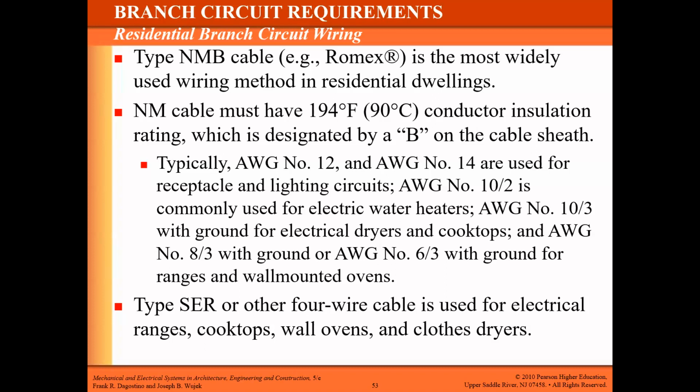So NM cable must have 194 degrees Fahrenheit insulation rating, and that's designated by a B on the cable sheath. As mentioned previously, number 12 or 14 wire are going to be used for the lighting or the receptacle circuits. And then when we get down to the 10 gauge, we're talking about electric water heaters, those 30 amp things. And then the slash and the number after it is the number of actual conductors contained in that cable.